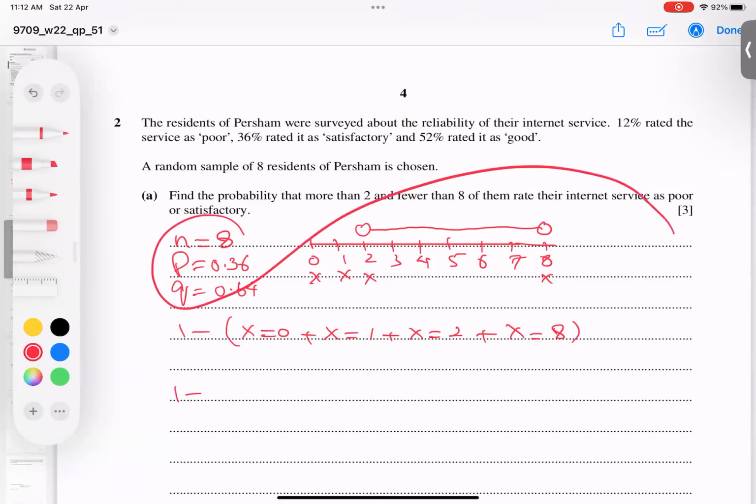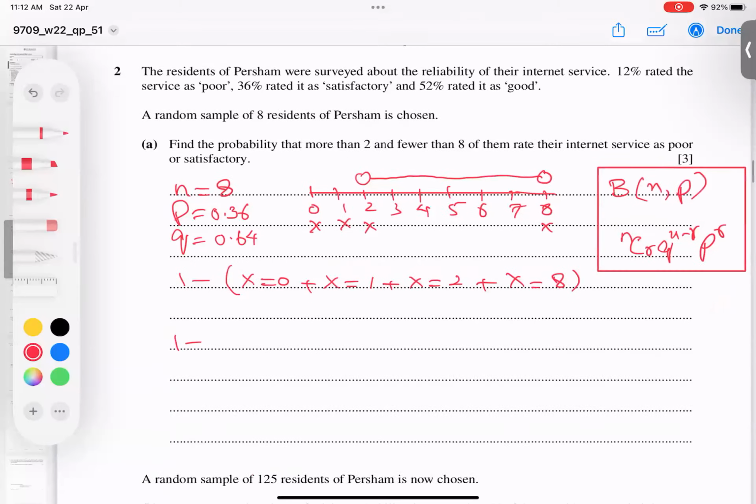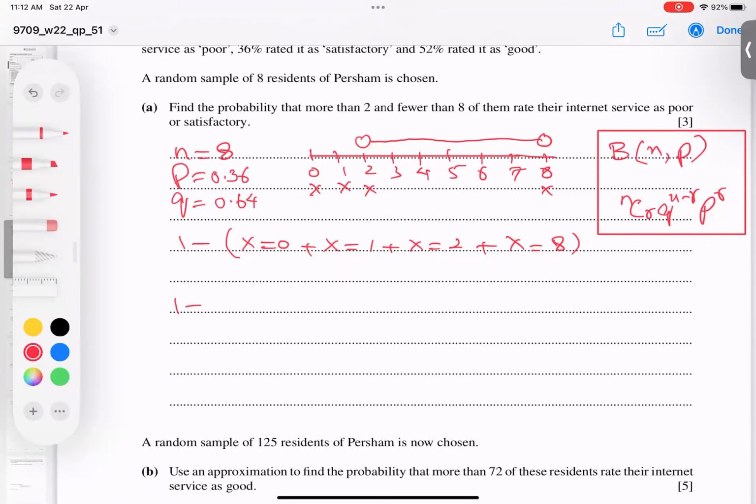I hope it is very clear. The basic formula for binomial, this topic is a binomial, and for binomial we always use n comma p. n stands for the sample, p stands for the probability of favor. And the formula is nCr q to the power n minus r, p to the power r. So this formula I'm going to use, and let's see what answer comes.